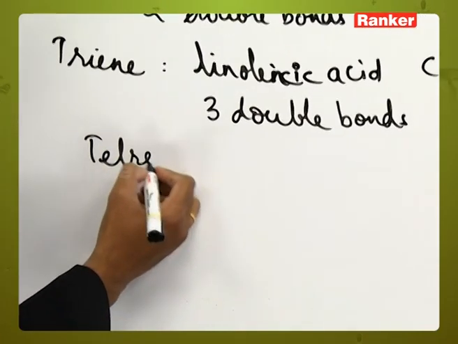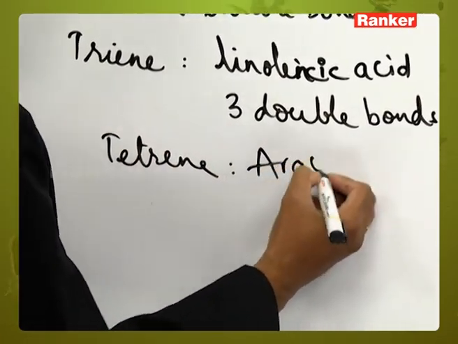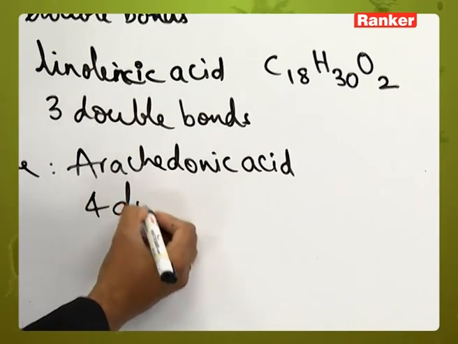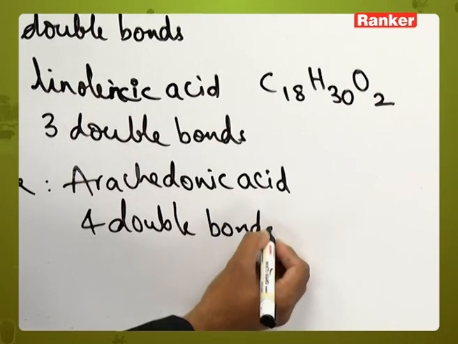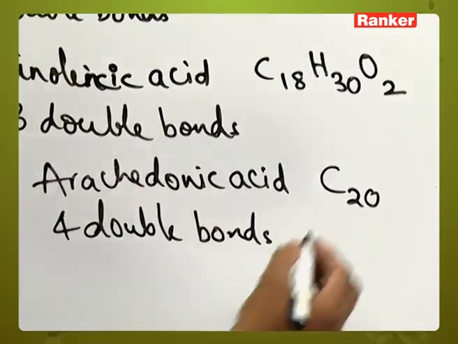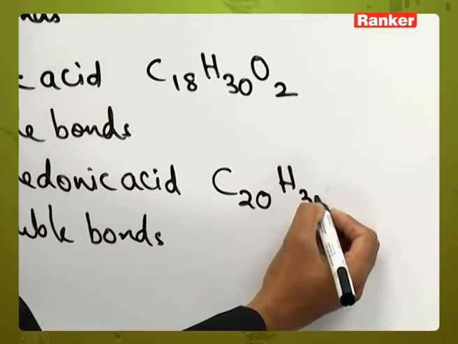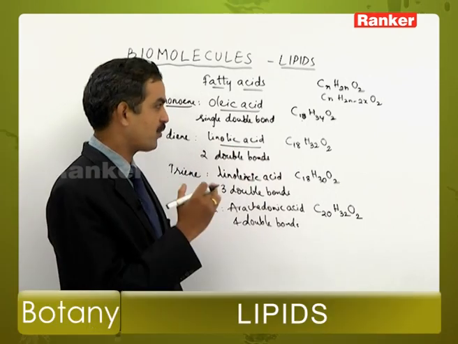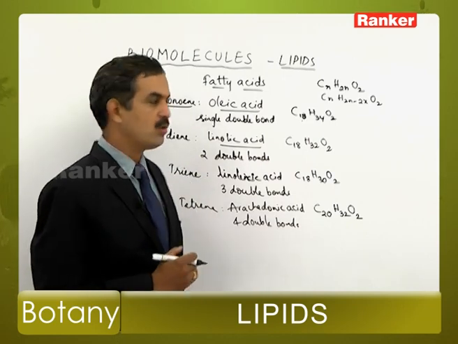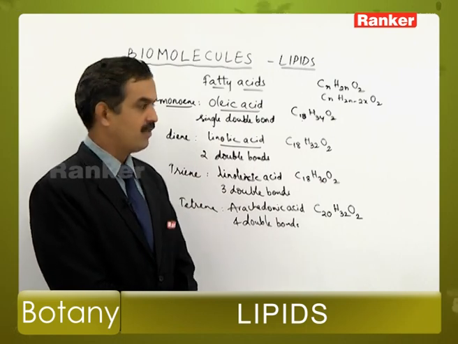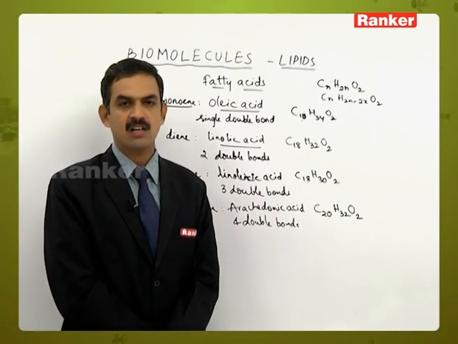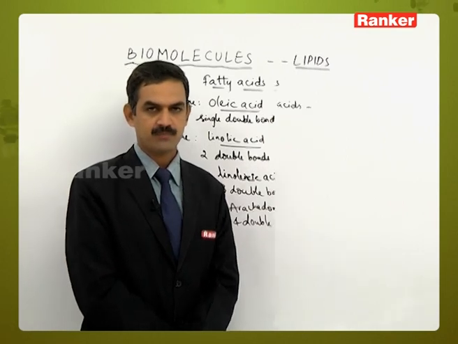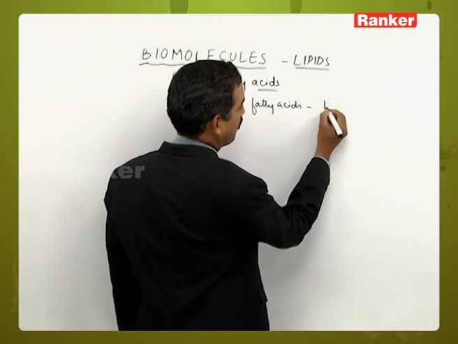Whereas tetraene, an example is arachidonic acid. It has 4 double bonds in it. Here the number of carbons is 20. As 4 double bonds are present, H32 and O2. So these are examples of unsaturated fatty acids where the number of hydrogens differs from the saturated hydrocarbons. Based on that, these are the molecular formulas of various unsaturated fatty acids present in plant cells which are not produced by the animal cells or animal bodies. Unsaturated fatty acids have a low melting point.